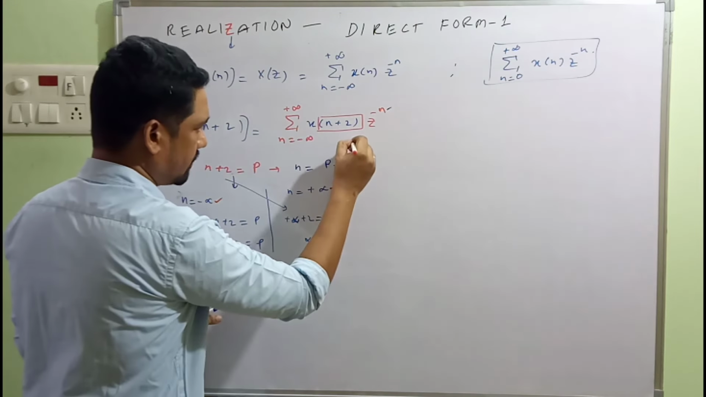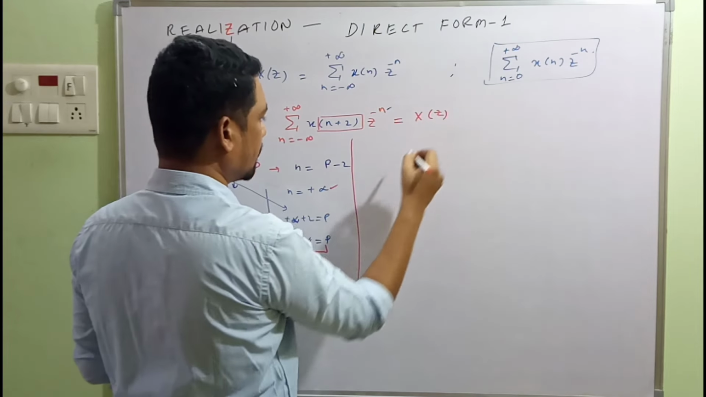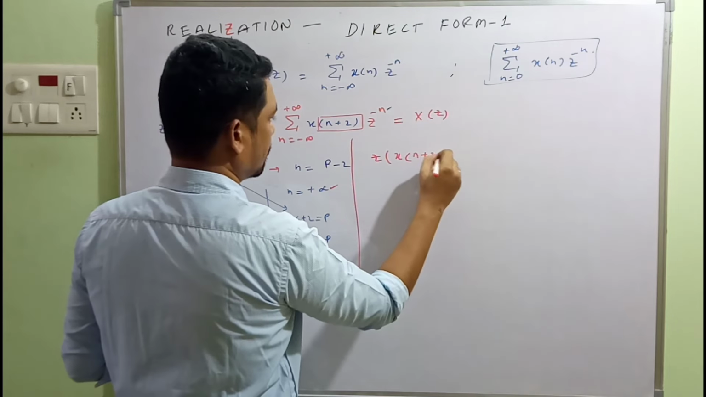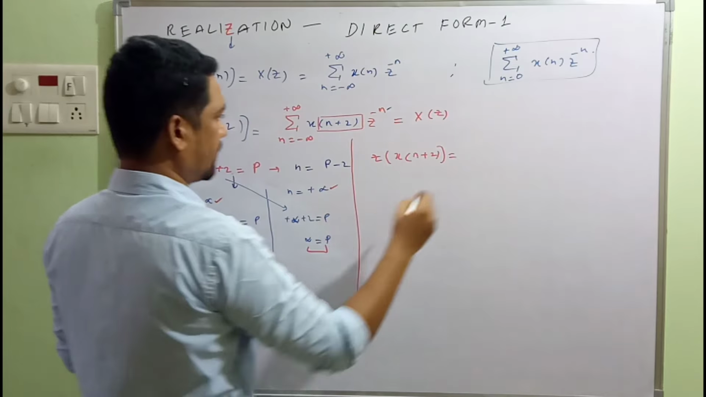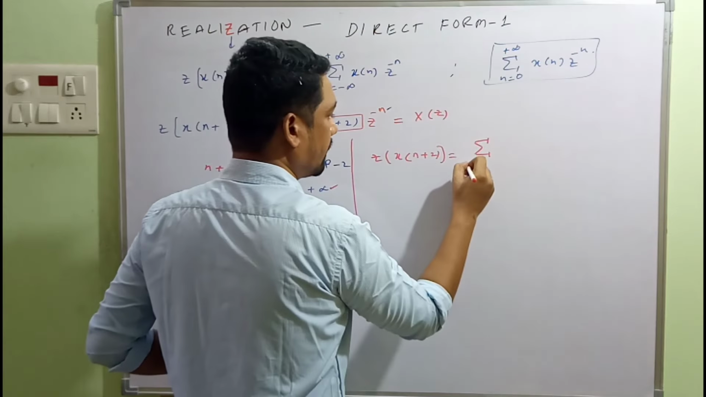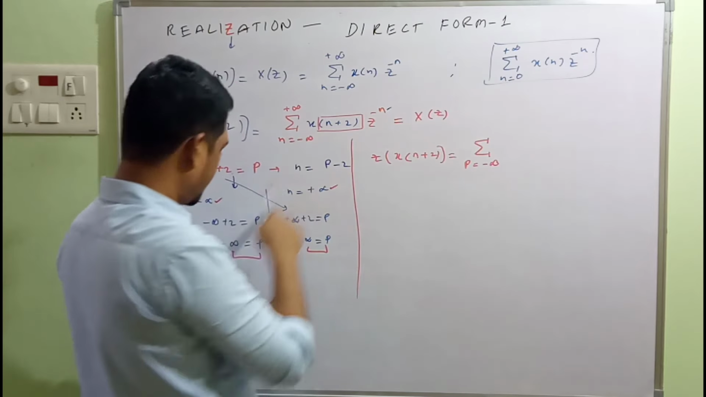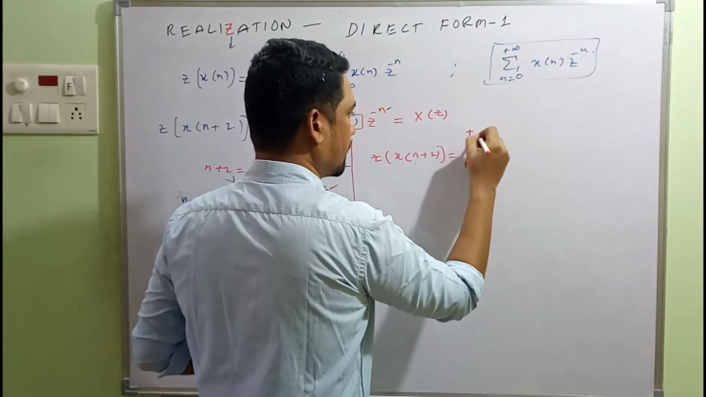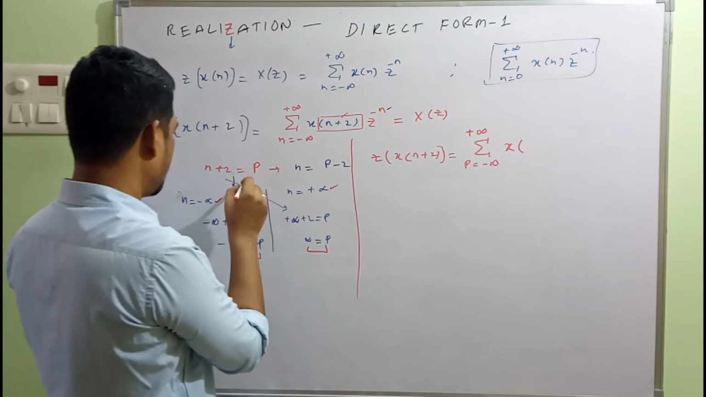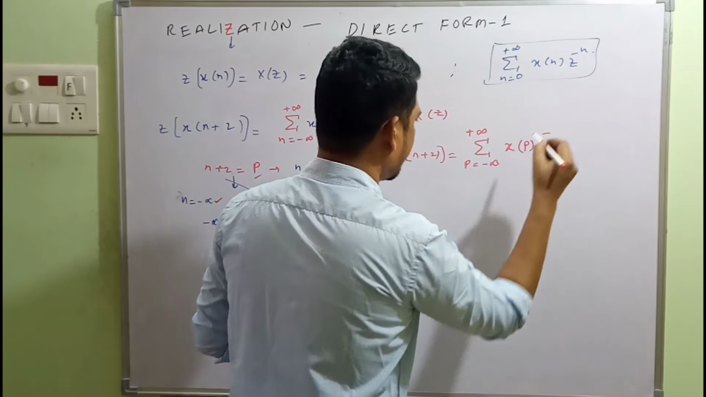Making use of this information, we can plug in over here. So the Z transform of x of n plus 2 will be equal to the summation, after the substitution, it's no more n, it will be p, equal to minus infinity to plus infinity, with the same limits, of x of p and z raised to minus n.